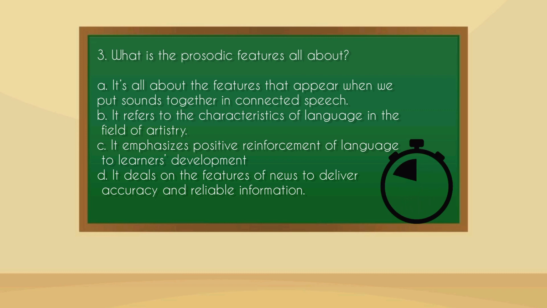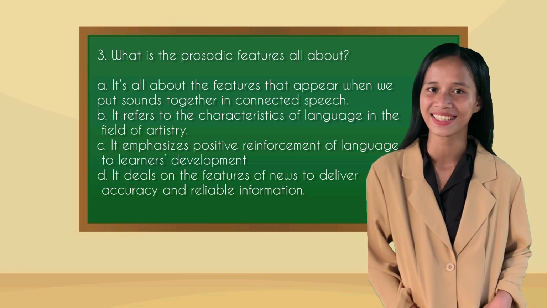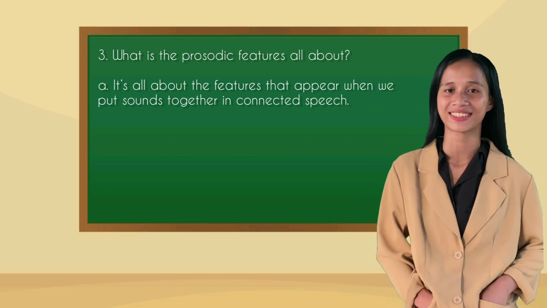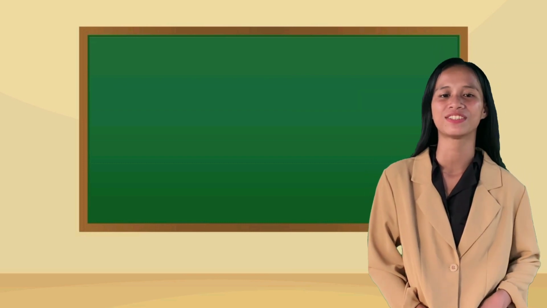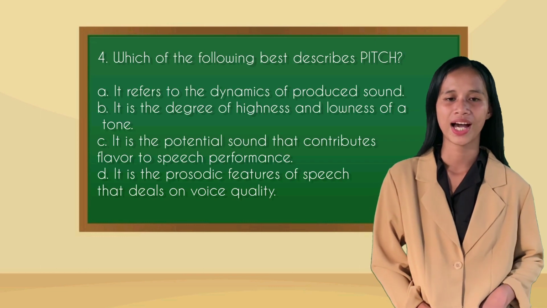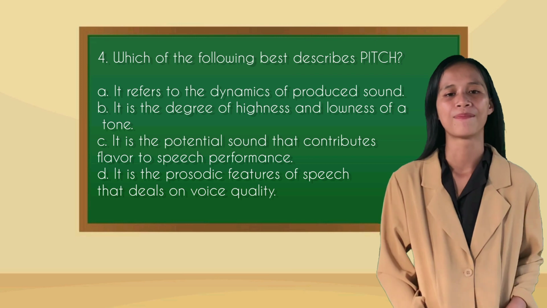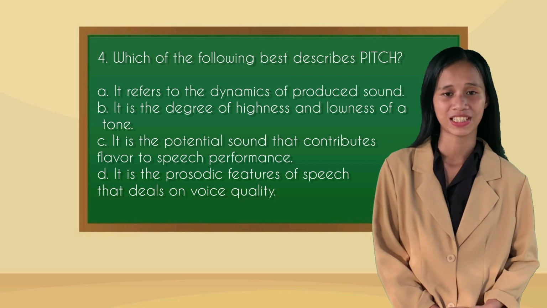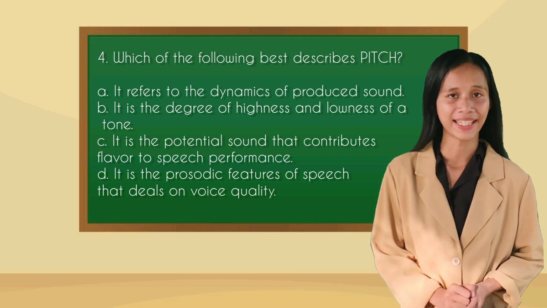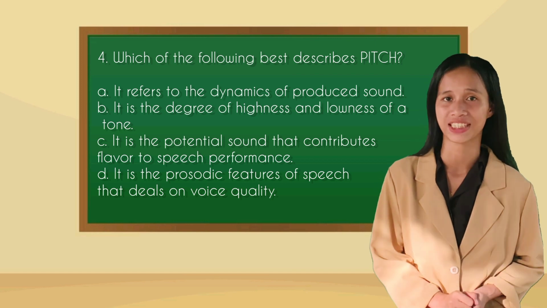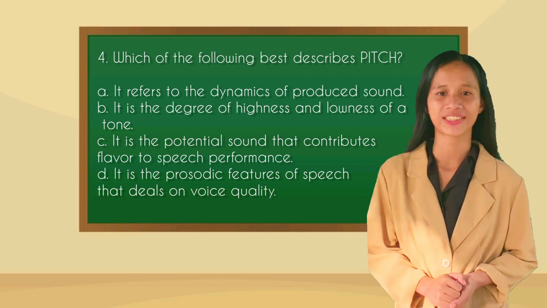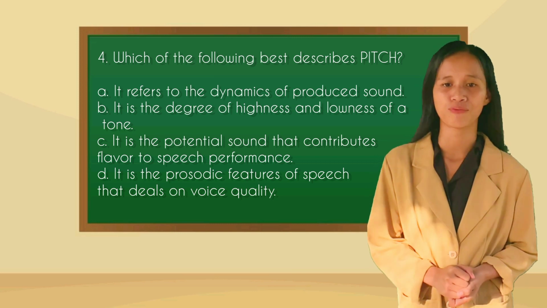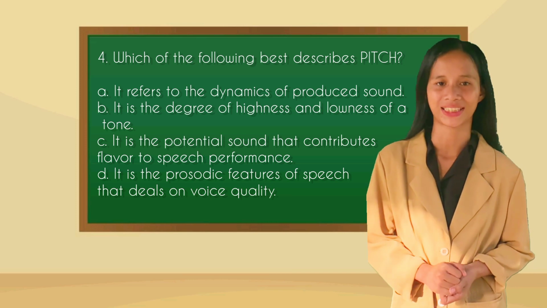The correct answer is letter A. It is all about the features that appear when you put the sounds together in connected speech. Okay, now let's move on to question number 4. We have last 2 questions. Number 4. Which of the following best describes pitch? A. It refers to the dynamics of produced sound. B. It is the degree of highness and lowness of a tone. C. It is the potential sound that contributes flavor to speech performances. Or letter D. It is the prosodic feature of speech that deals with voice quality.